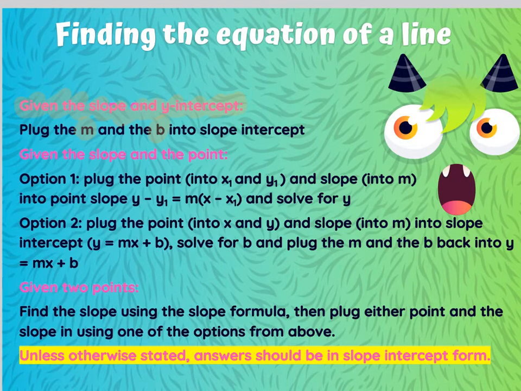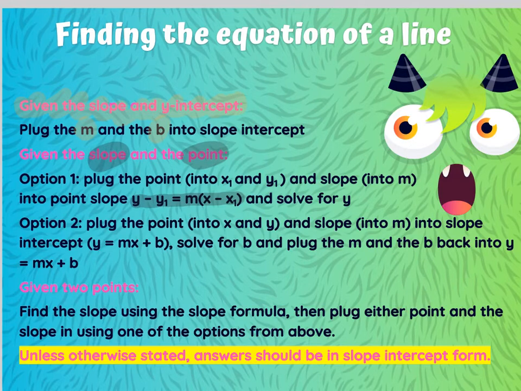If I give you the slope and a point, it depends on what you're given what you're going to do. If I give you the slope and a point, then you actually have two options. The first is to take that point and plug it into the x1 and the y1, and the slope into the m on point slope, which is y minus y1 equals m times x minus x1. And then you'll solve for y from there.